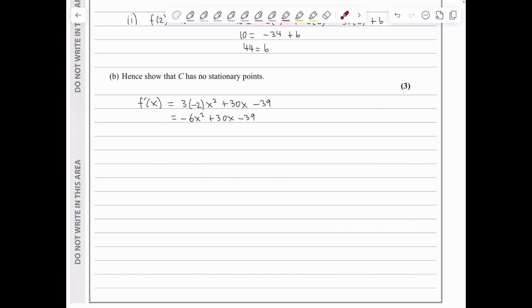So the idea here is that if we've got no stationary points, it means that this quadratic has no real solutions, and this immediately hints at considering the discriminant. The idea is that if we show that the discriminant is negative, we will be able to conclude that we've got no solutions and therefore we've got no stationary points. So the discriminant is b squared, so 30 squared minus 4ac, so minus 4 times negative 6 times negative 39, which is equal to negative 36, which is less than 0. And therefore we conclude that we've got no solutions to f dash of x is 0, which simply means that C has no stationary points.